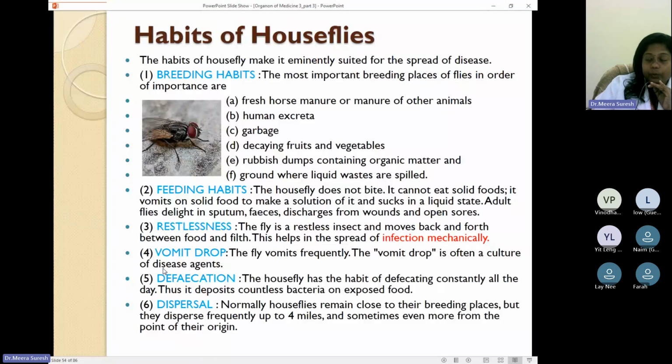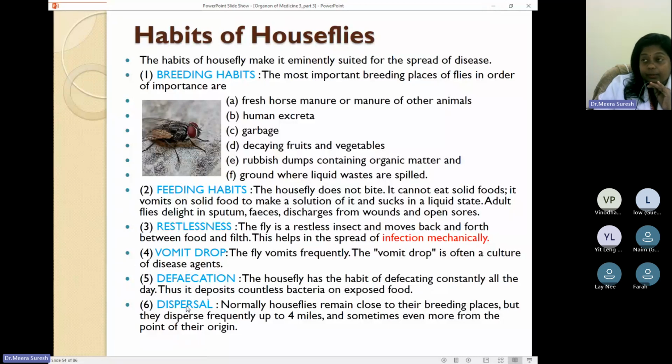Then along with that vomiting, they also do very frequent defecation. The housefly has the habit of defecating constantly all day. Thus, if the vomit has disease causing organisms, then definitely the stool coming out of the houseflies will also contain countless bacteria. So even that will be falling on the exposed food. Then they are highly restless organisms. They move back and forth between food and filth, so this helps the spread of the infection mechanically.